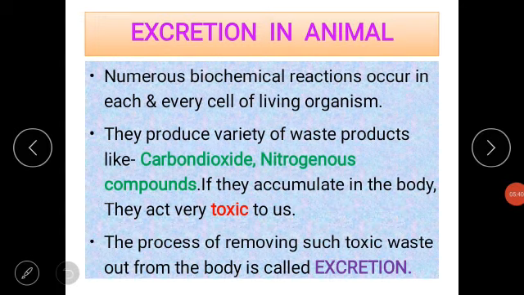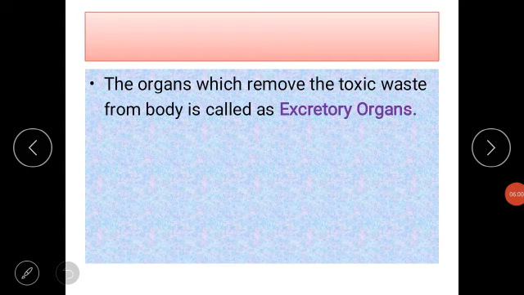The process of removing such toxic waste from the body is called excretion. All the waste that is removed from the body is called excretion. The organs which remove the toxic waste from the body are called excretory organs. The organs present in the excretory system are called excretory organs, and they remove the waste from the body.